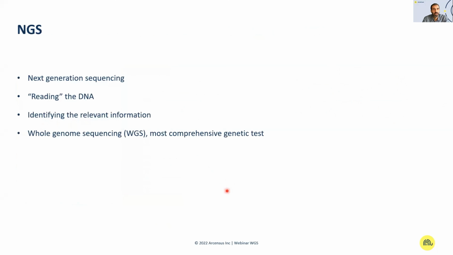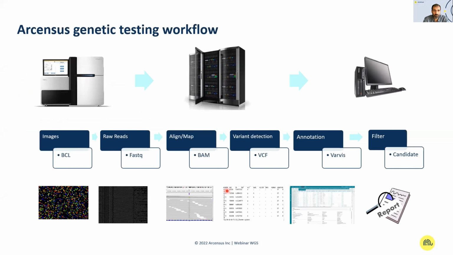So just briefly again on NGS, which stands for next generation sequencing. What is actually done there is that we read the DNA almost literally. To do this, we want to identify the relevant information from the DNA, and whole genome sequencing, which we apply here at this company, is the most comprehensive genetic test that can be used in this day and age. Briefly, this is what the procedure looks like.